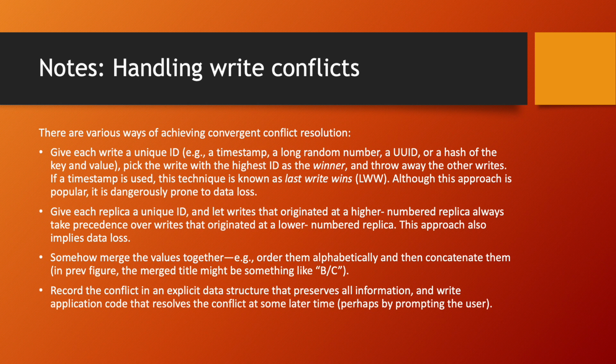The second one would be to give each replica a unique ID and let writes that originated at a higher-numbered replica always take precedence over writes that originated at a lower-numbered replica. This approach also implies data loss. The third one would be to somehow merge the values together. For example, order them alphabetically and then concatenate them. In the previous figure, the merged title might be something like B/C. Or, record the conflict in an explicit data structure that preserves all information, and write application code that resolves the conflict at a later time, perhaps by prompting the user.